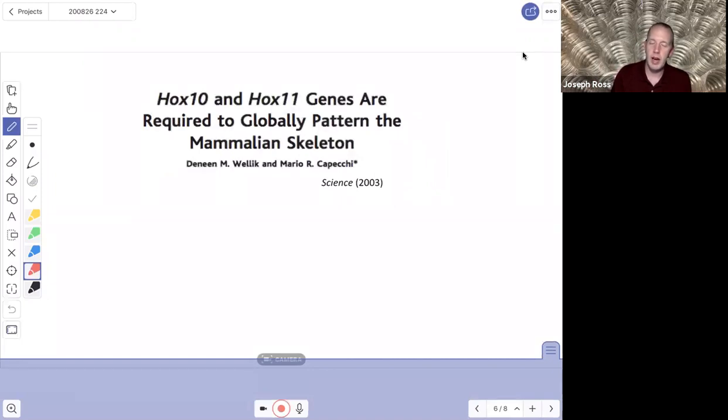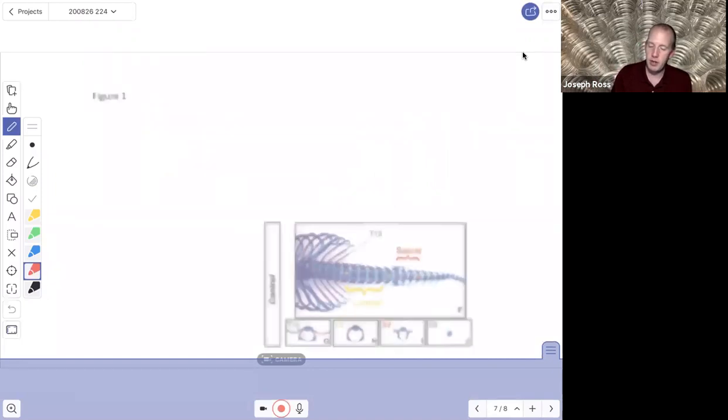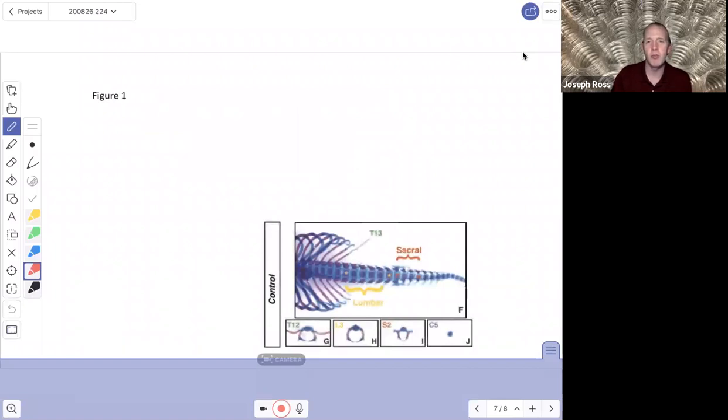So this is the title of that paper, and here's an example of one figure. So I want you to understand what this figure represents before you read the paper, because almost all of the figures look like this. So it's really important to understand what exactly this is that we're looking at.